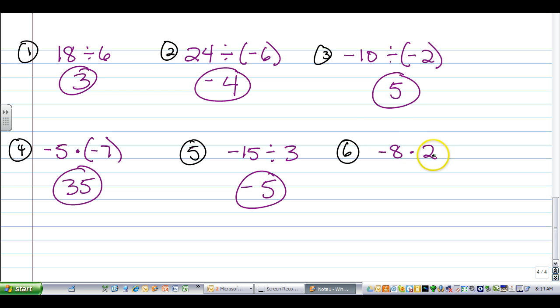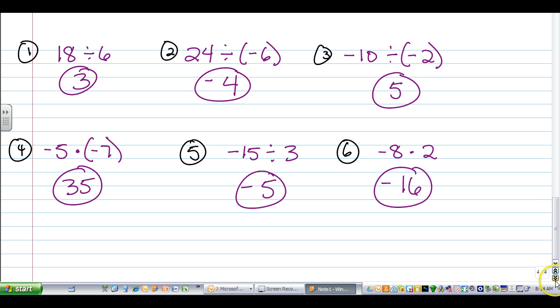Negative 8 times 2. So we just say, well, 8 times 2 I know is 16. Now, is it positive or negative? We've got different signs, so that means negative. Or there's only one negative number, and 1 is an odd number, so the answer is a negative 16.